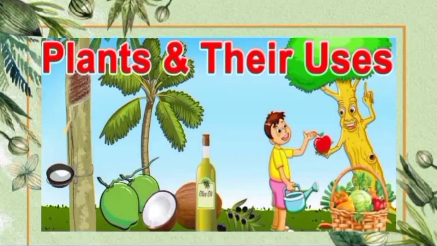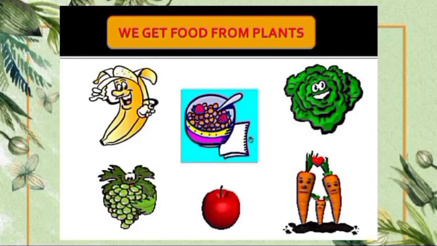Now as you know, plants are very useful to us. Every day we use things made from plants in some form or the other. Like, we all depend on plants for food. Fruits, vegetables, oil, sugar, cereals, pulses, nuts, spices are all plants' products. Even tea, coffee, cocoa beans are also obtained from plants.